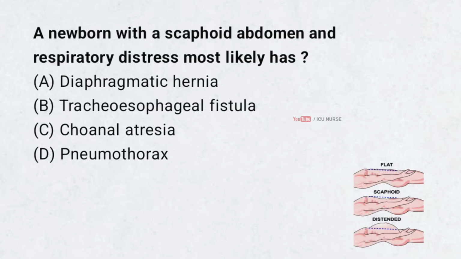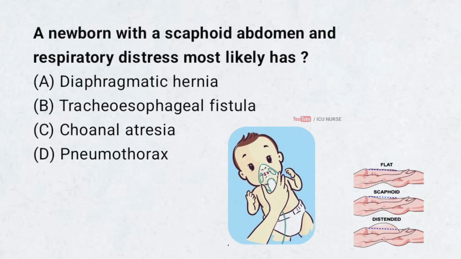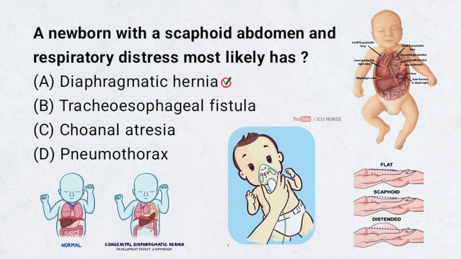A newborn with a scaphoid abdomen and respiratory distress most likely has A. Diaphragmatic hernia, B. Tracheoesophageal fistula, C. Choanal atresia, D. Pneumothorax. Correct answer A. Diaphragmatic hernia. Congenital diaphragmatic hernia allows abdominal contents into the chest.